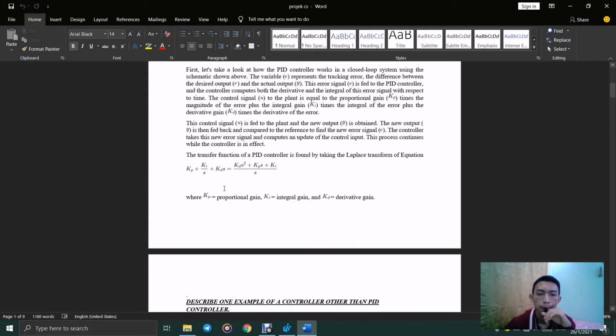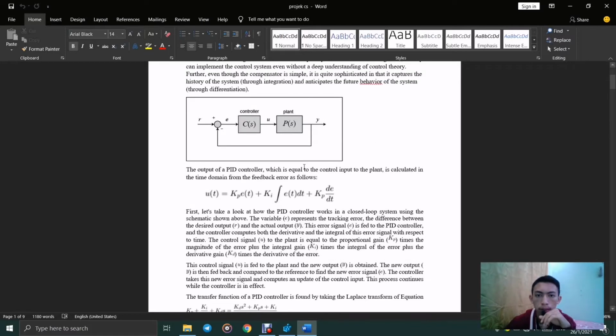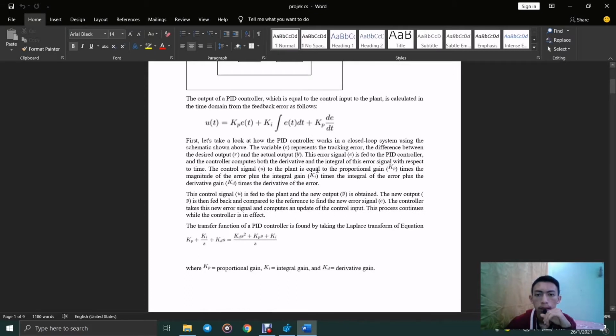First, let's take a look at how the PID controller works in a closed loop system using the schematic shown above. The variable e represents the tracking error, the difference between the desired output r and the actual output. The error signal is fed to the PID controller, and the controller computes both the derivative and the integral of this error signal with respect to time.